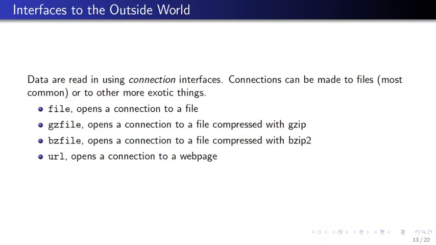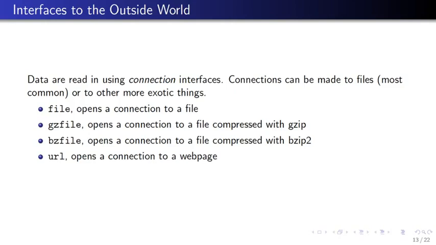So, for example, when you call read.table and you pass it the name of a file, what it does behind the scenes is it opens up a file connection to that file and then reads from that file connection. But connections can be made to other types of objects too. For example, you can open a connection to a web page using the url function. And when you open a connection to a web page, you can read data from that web page using the URL connection. The idea behind the connection interfaces is that it abstracts out the mechanism for connecting to different types of objects that are external to R, whether they be files or web pages or whatever.